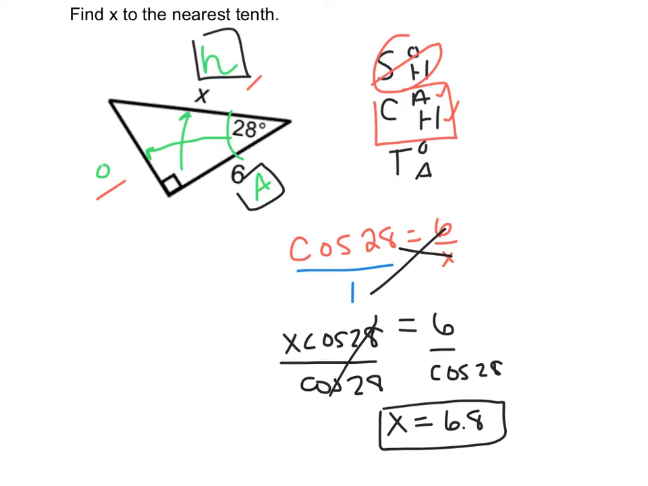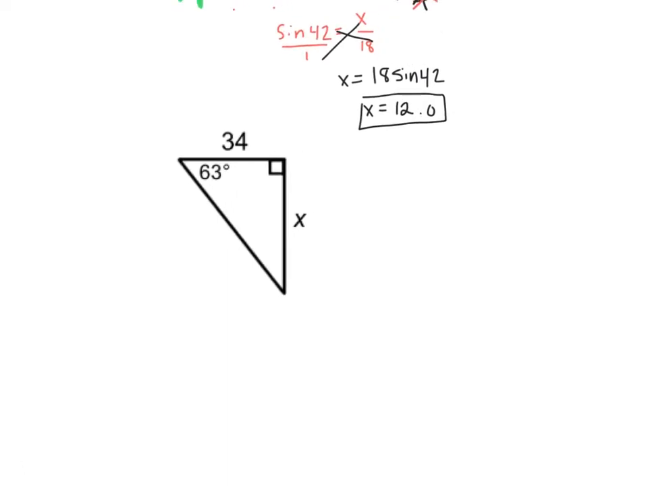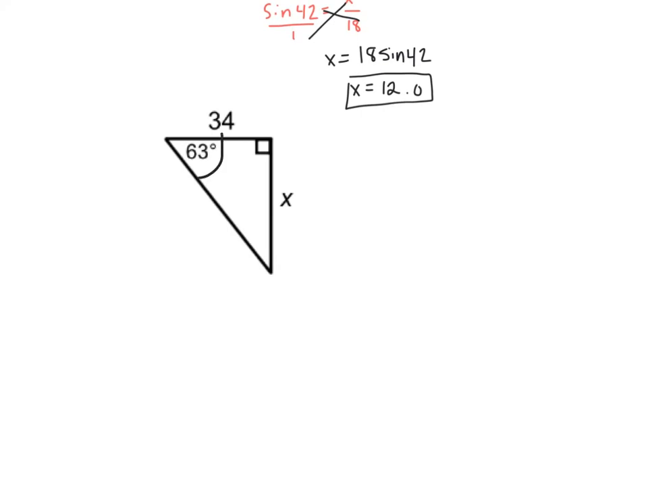If you're stuck, if you're stumbling, rewatch this part of the video. If you're like, I understand this, go on to the next part. Try to do question number 3 by yourself. So the first thing we do is identify our reference angle. Our reference angle is 63. And now we identify our hypotenuse, which is the side across from our right angle. We now identify our opposite, which is across from our reference angle. And then last but not least, we have our adjacent. So 34 is our adjacent.